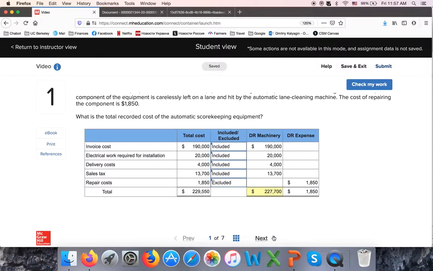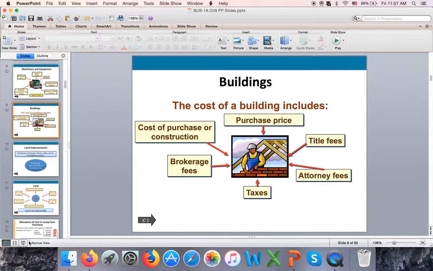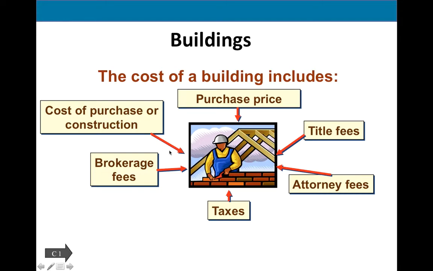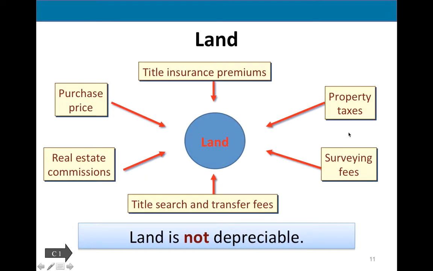Okay, so let's go to the next slide. Same with buildings. These are types of costs that I included in the cost of the building, not just the purchase price. And as I said, land does not depreciate, but any kind of structures on land, we will call them land improvements. Here are the examples, and we will depreciate them because they do deteriorate, so they have a limited useful life. But land, all of these costs will be included in the cost of land, but land is the only long-term asset that does not depreciate.